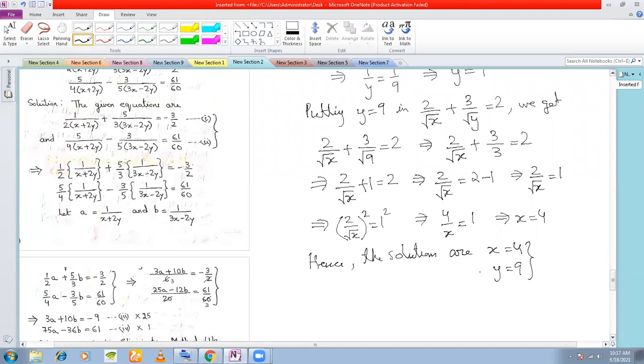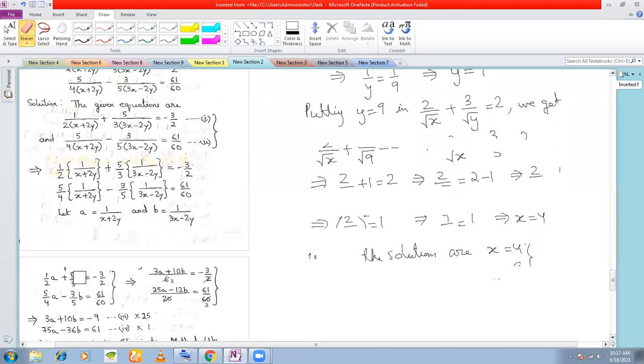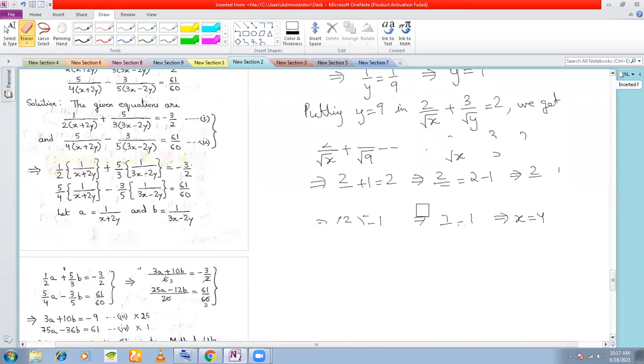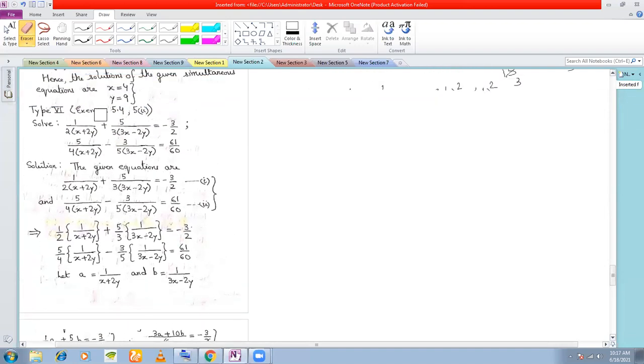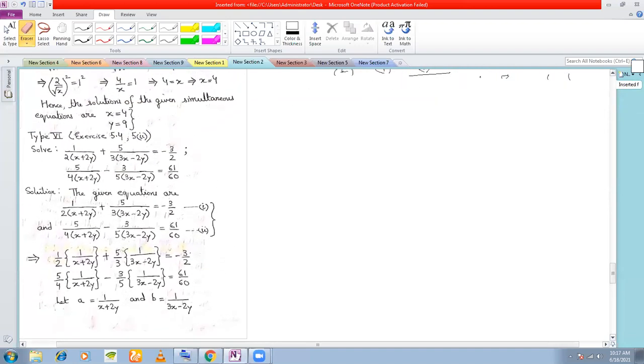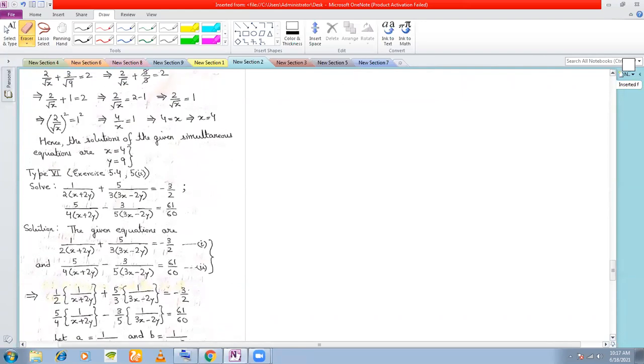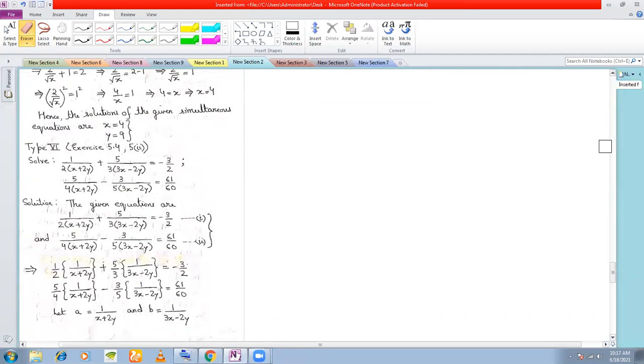Okay, that's it. And the last one is a little long one, type 6. Long, because you will get two simultaneous equations and you have to solve them twice. Each simultaneous equation, in fact, you will get two sets of equations, one set and the second set. You'll have to solve both of them individually. So let's see type 6.